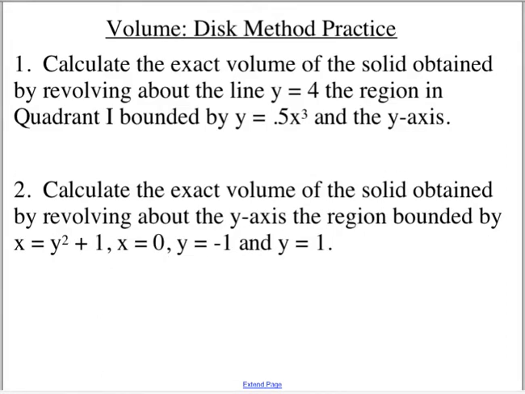So I'd like you to pause the video right now and keep this up there, and I'd like you to try these two practice problems on your own or with a partner, and then unpause the video and come back to see the work and the answers to the two problems.